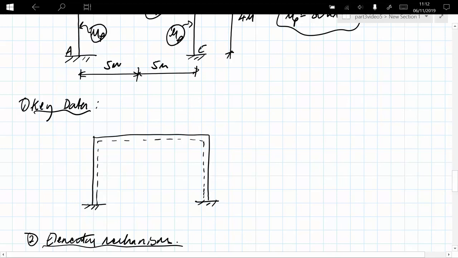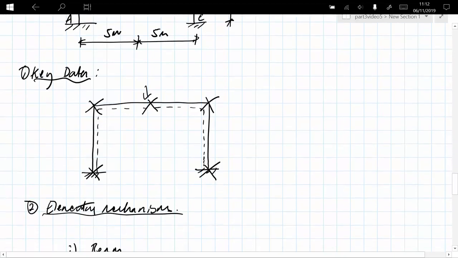And then we need to identify the number of critical sections. We have critical sections at the supports, at the joints, and where the concentrated loads are applied. Lowercase n is equal to 3, as this is a planar frame.